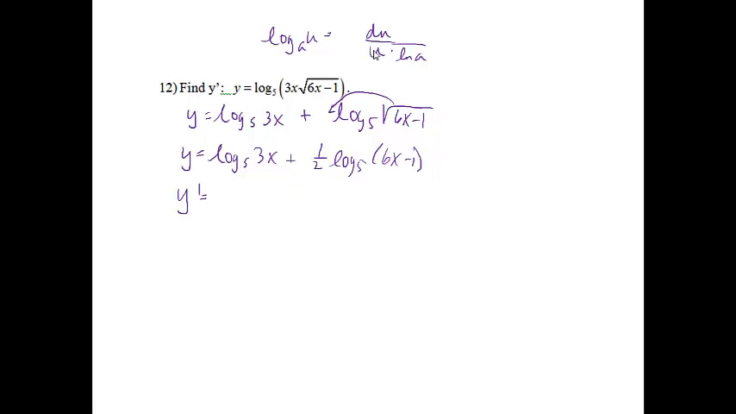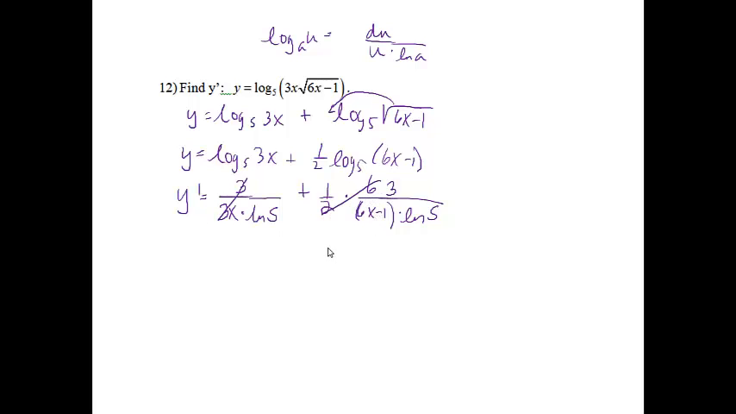Okay, so if I have a log, it's du over u times the natural log of a. So du would be 3 over u, which would be 3x, times the natural log of 5, because the base is 5, and then plus 1/2. Then again, du would be 6 over u, 6x minus 1, times the natural log of the base, which again is 5. Okay, I do notice, let's see, the 3's cancel, and the 2 and the 6 would cancel and make 3.